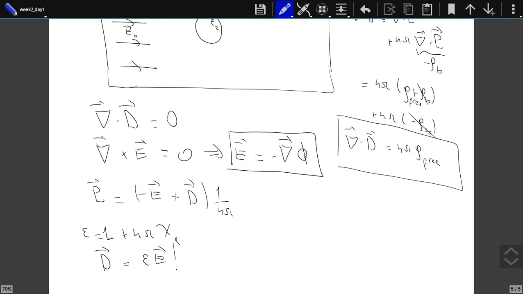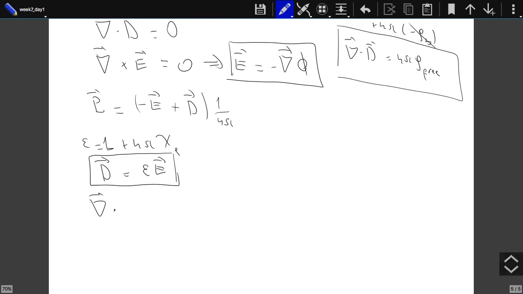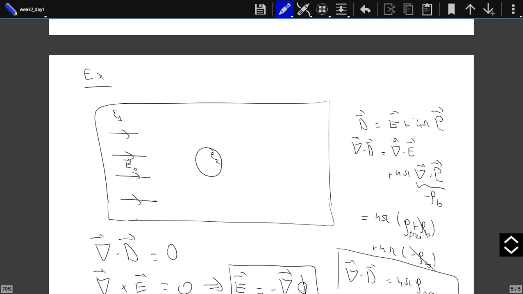And we said that the displacement field, at least if we have an isotropic homogeneous medium, will be proportional to the electric field, and that proportionality constant is what we call the permittivity of the material. So this is the relation between D and E. So we have this relation now: the divergence of permittivity times the electric field should be equal to 0.